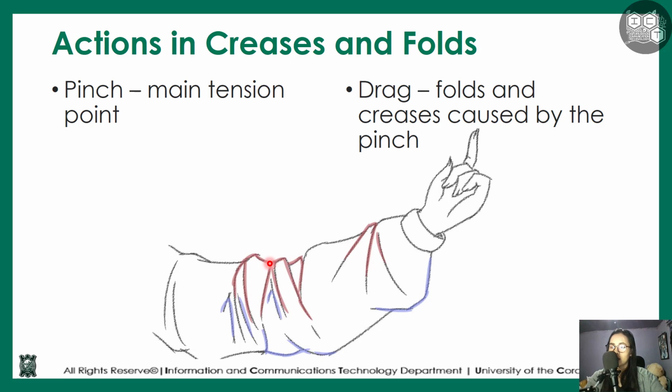And tension usually comes from joints. So you would see a lot of tension towards the joints right here. So yung pinch natin in this example, the one in red, is near towards your elbow, because that is a joint. And even right here, it's near towards the wrist. So you can see some sort of pinch nearer towards our joints. And then for you to be able to add more details towards your tension points, you'll have to add drag. So the folds and creases that are caused by your pinch.